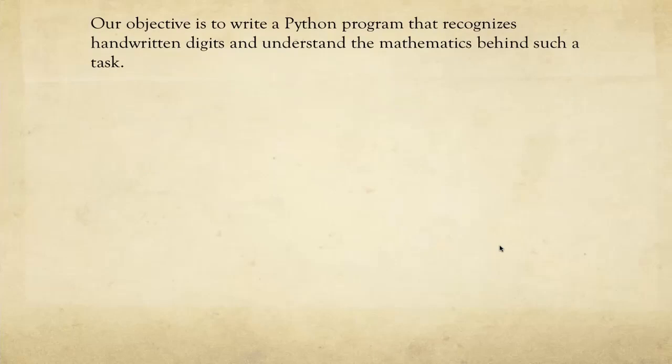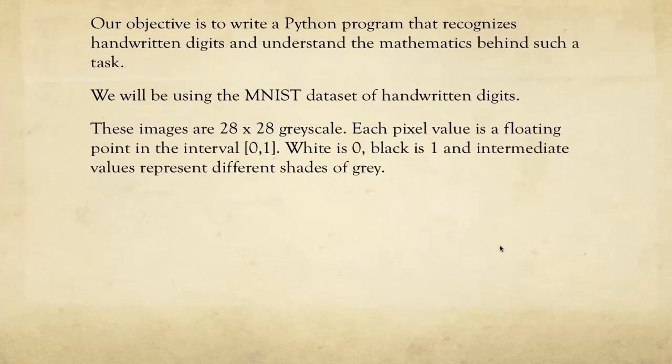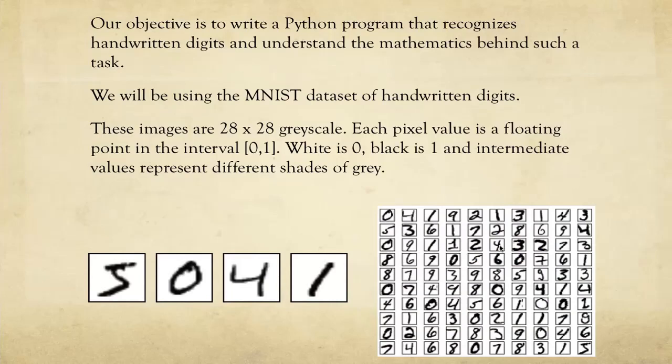And so our objective in this lecture series is to write a Python program that recognizes handwritten digits and understand the math behind such a program. We'll be using the MNIST dataset of handwritten digits. These are 28 by 28 grayscale, low resolution images. The pixel values go from 0 to 1, where white is 0 and black is 1. All those intermediate values are different shades of gray. Here's a sample of all those handwritten digits.